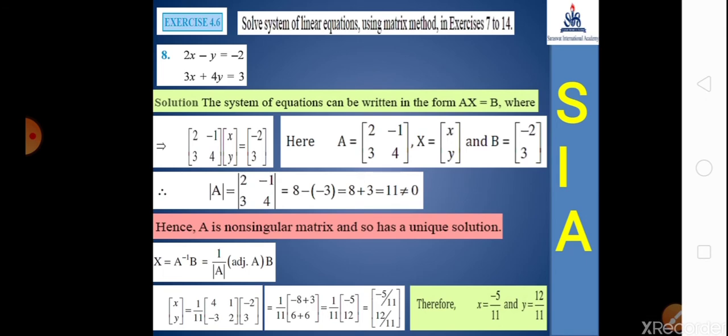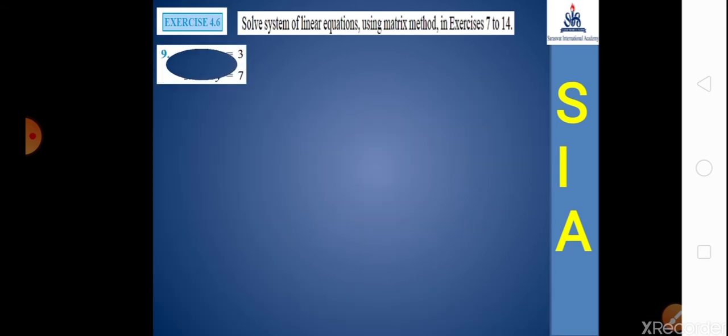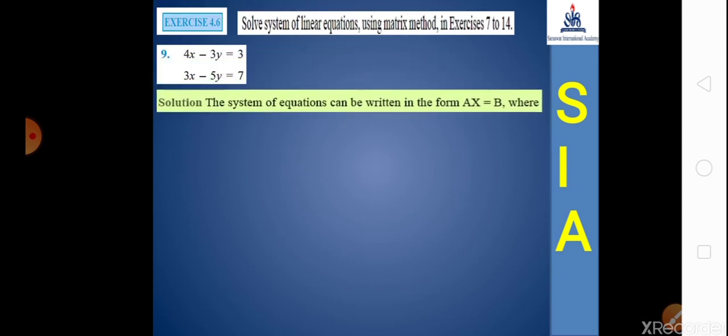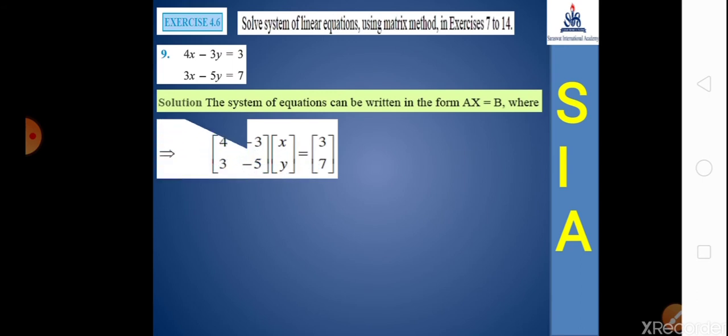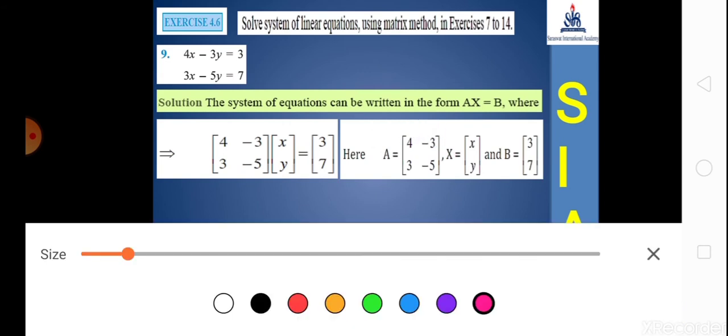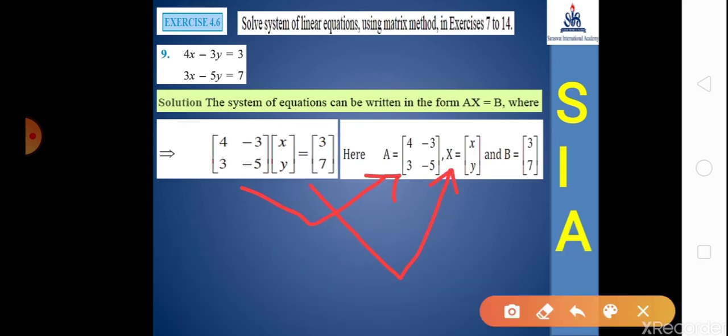Okay, now continue question number 9. Question 9 is also converting into solutions. The system of equations can be written in the form of AX = B, where we identify the X value, A value, and B value. One more time I repeat, students, if you properly understood, then this value represents A, that is your X, and this value is your B. Always, in a 2 cross 2 equation given, or in a 3 cross 3 given.